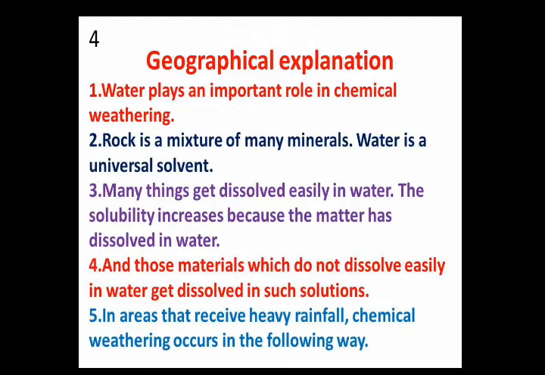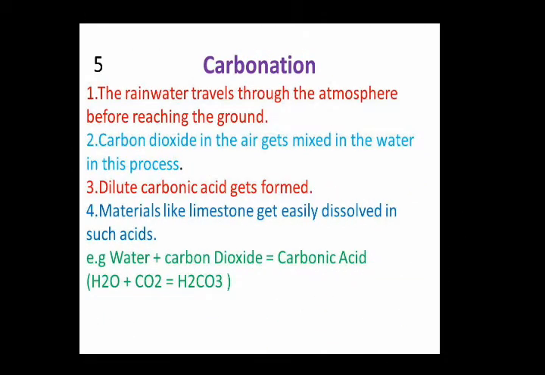In areas that receive heavy rainfall, where certain chemicals dissolve the material, chemical weathering occurs in the following ways. There are three scientific terms you have to remember for chemical weathering. First, number one, carbonation. How does carbonation occur? The rainwater travels through the atmosphere before reaching the ground, and carbon dioxide in the air gets mixed in the water in this process. Water reacts with the carbon dioxide. Dilute carbonic acid gets formed when the water and carbon dioxide chemically react with each other. Then materials like limestone get easily dissolved in such acids.